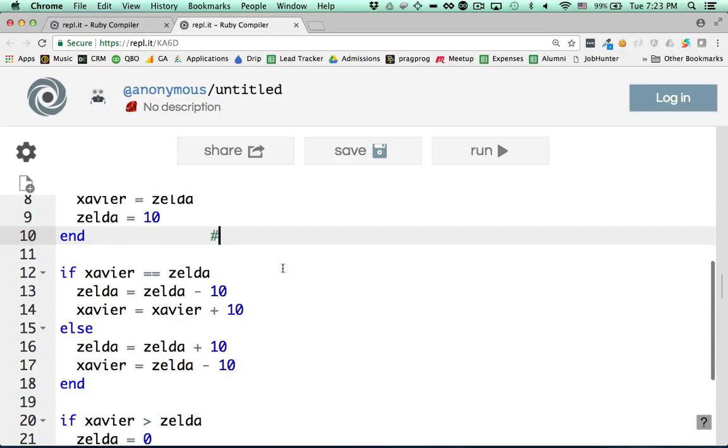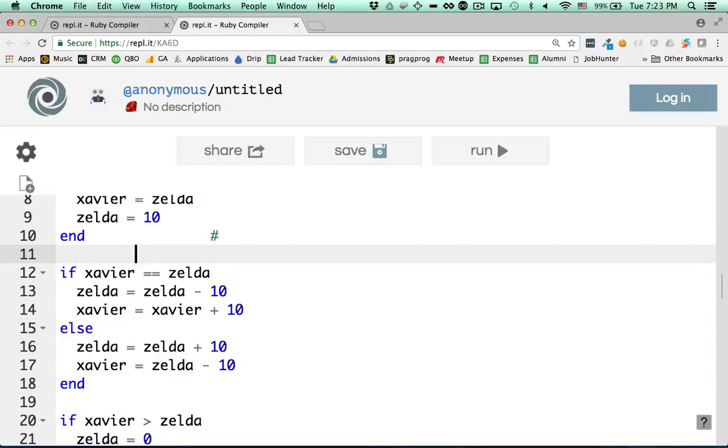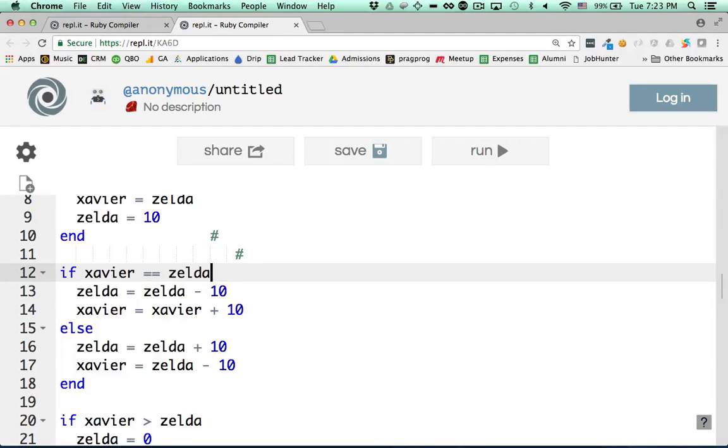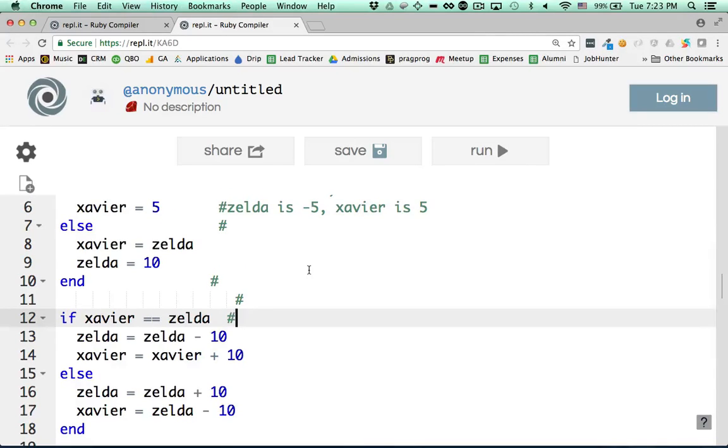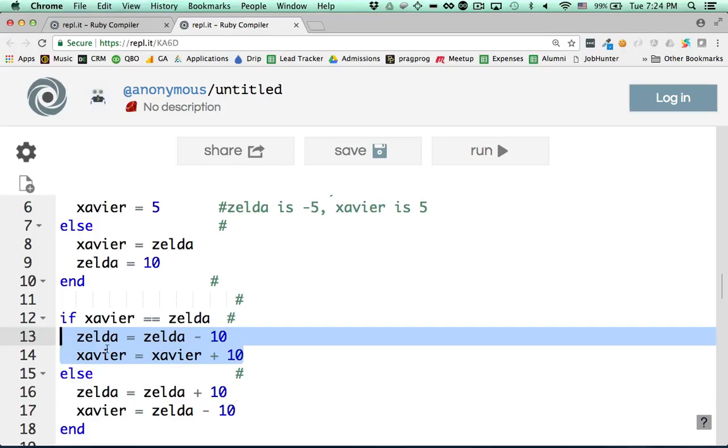Okay. Line 11 is blank. Yeah, we run that. Okay. If Xavier is equal to Zelda, so we run that. Is Xavier equal to Zelda? It is not, because Zelda is -5, Xavier is +5. So we skip over lines 13 and 14. We run line 15. Do we run line 16? Yes. Because if we didn't run this fork in the road, that means we have to run the other one.